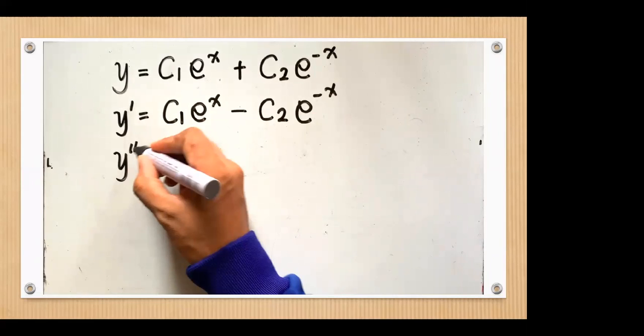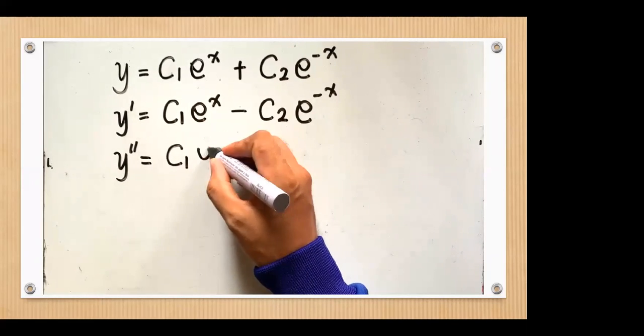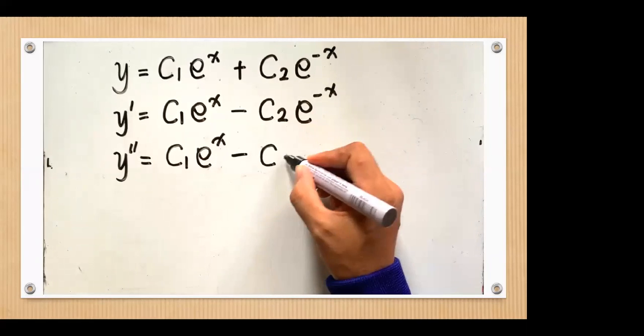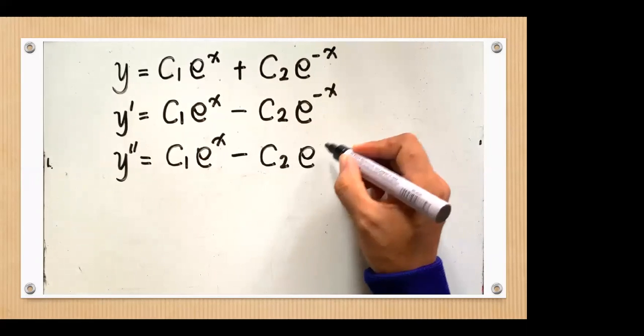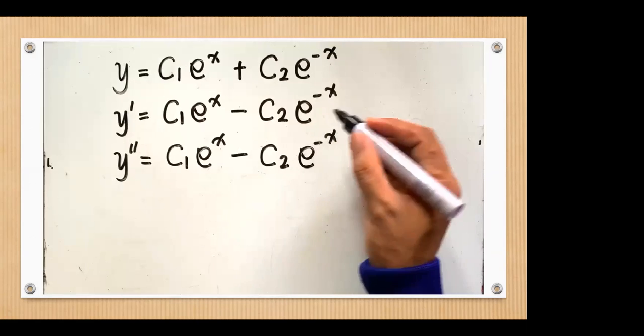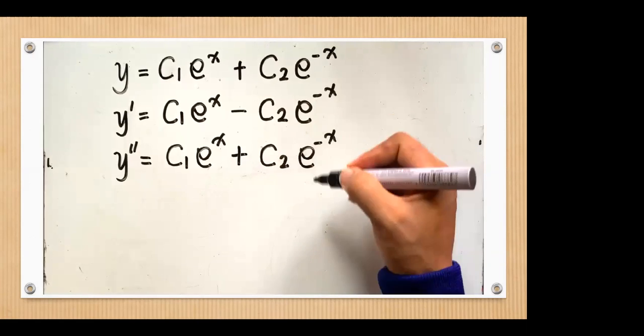Okay, and finally, for the second time, you differentiate this equation. So this becomes y double prime equals c sub 1 e raised to x, plus c sub 2 e raised to negative x. Differentiate negative x, so you have negative. So negative times negative, you have positive here. Okay, so we're done with the differentiation.